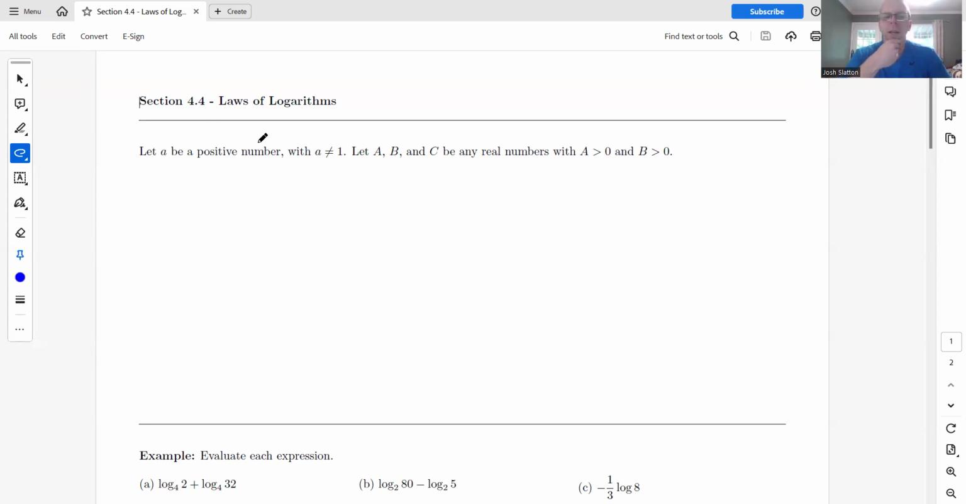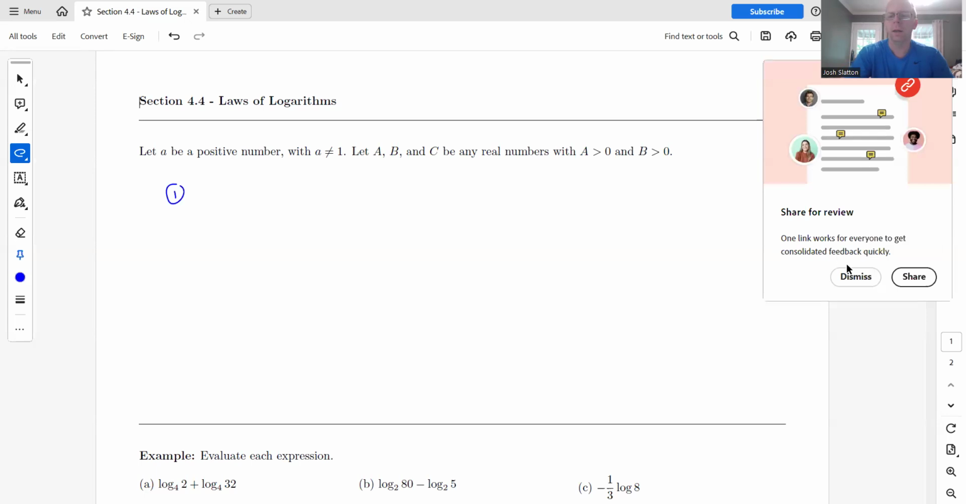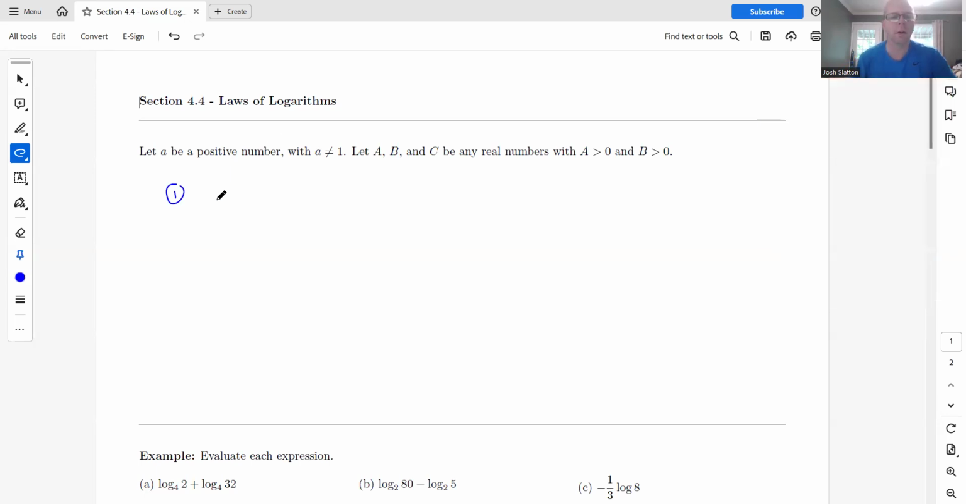So lowercase a is any positive number not equal to 1. That's going to be our base. And capital A, B, and C are any real numbers where A and B are greater than 0. And actually, I think we'll not even worry about the A there. So first we have log of A times B equals log of A plus log of B.